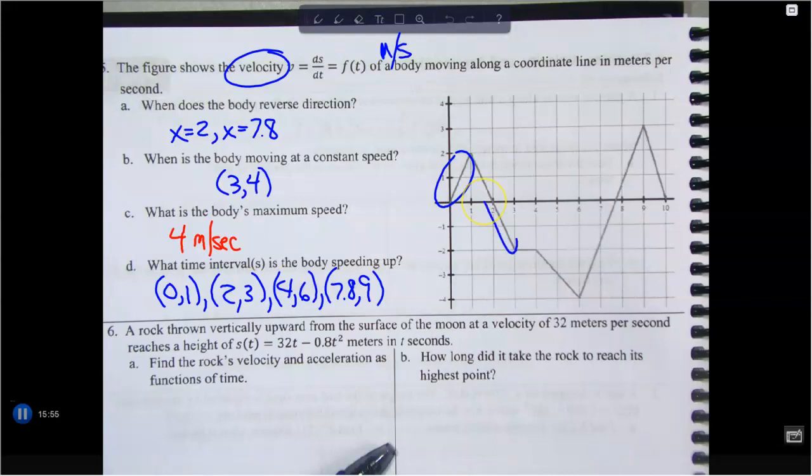We can do the same idea here. Velocity here, positive or negative? It's negative. Why? Below the axis. Acceleration here, positive or negative? It's negative, because that's the slope of this. So since they're both negative, you're speeding up. Does that process make sense? Does that help with that?